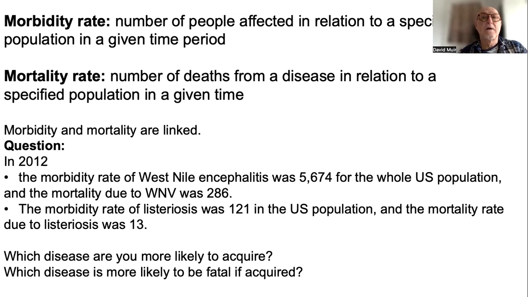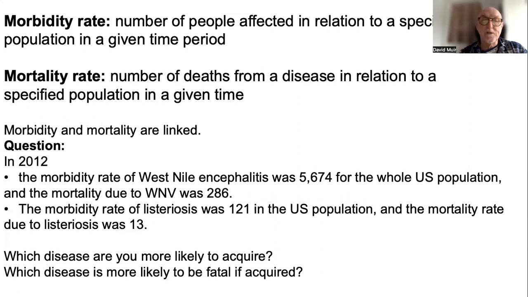So now we compare that to a disease which is perennially present in the United States, a very severe form of food poisoning by an organism called Listeria. And the bacterium Listeria causes sporadic outbreaks of food poisoning. And the morbidity rate, fortunately, is very low. For the whole United States population, it was 121 cases. And the mortality rate was 13. So 13 for the whole population.